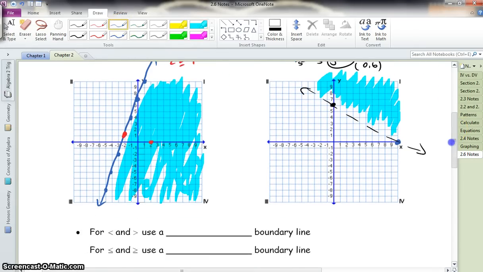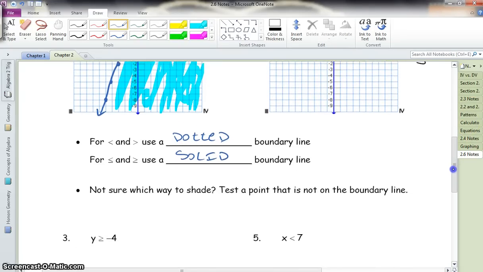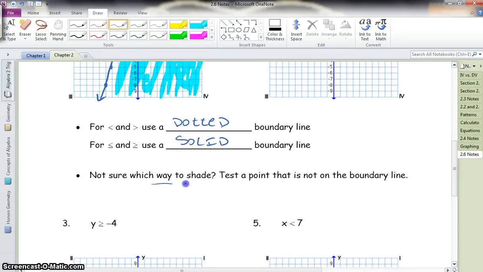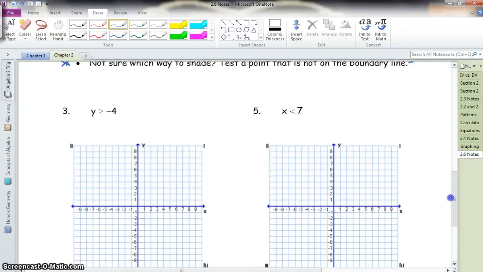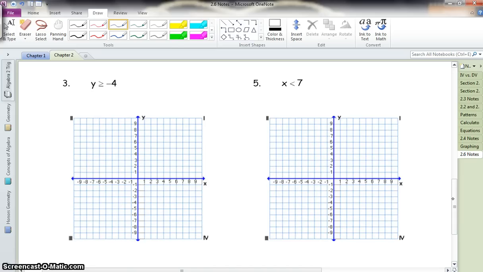Alright, so let's summarize that. For less than and greater than, we use a dotted boundary line. And for less than or equal to or greater than or equal to, we use a solid boundary line. So don't forget that. Now, again, if you're not sure which way to shade, test a point. If it doesn't work, it'll tell you to test above, test below. So please remember that you can always test your solution. That's huge.